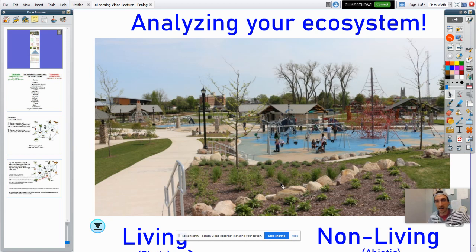Awesome, great, grand, beautiful. So let me take you through the structure of how this whole digital learning is going to look. Okay, so I asked you to go outside and just write down a list of living and non-living things that you saw. Okay, so I've got a picture of Central Park right here.